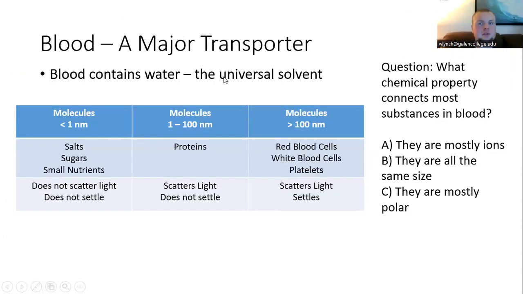Now, if we look at a solution, for example, here we have the solution of blood. Blood as a solution is going to be carrying around things that are completely dissolved, partially dissolved, or not dissolved at all. So blood is containing our universal solvent, which is water. Molecules that are dissolved to a great degree or pretty much entirely dissolved in solution are going to be things like salts, sugars, and very small nutrients.